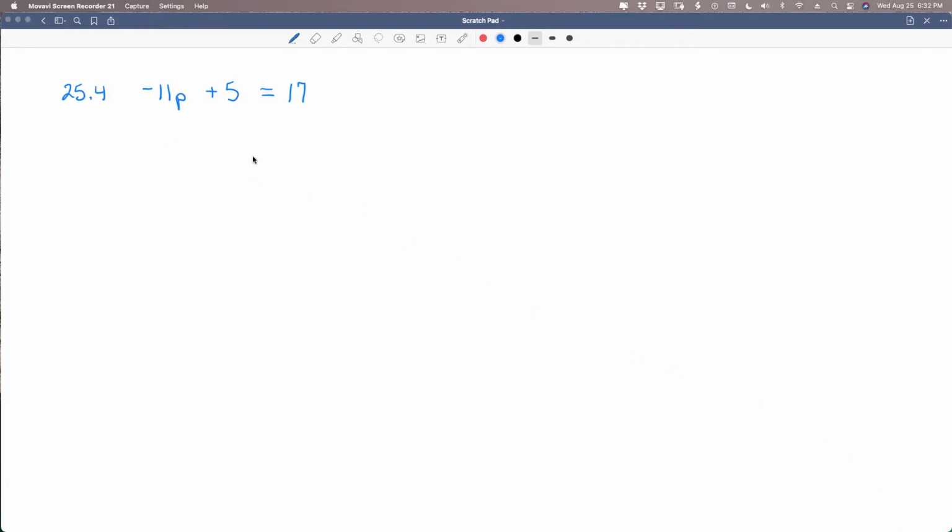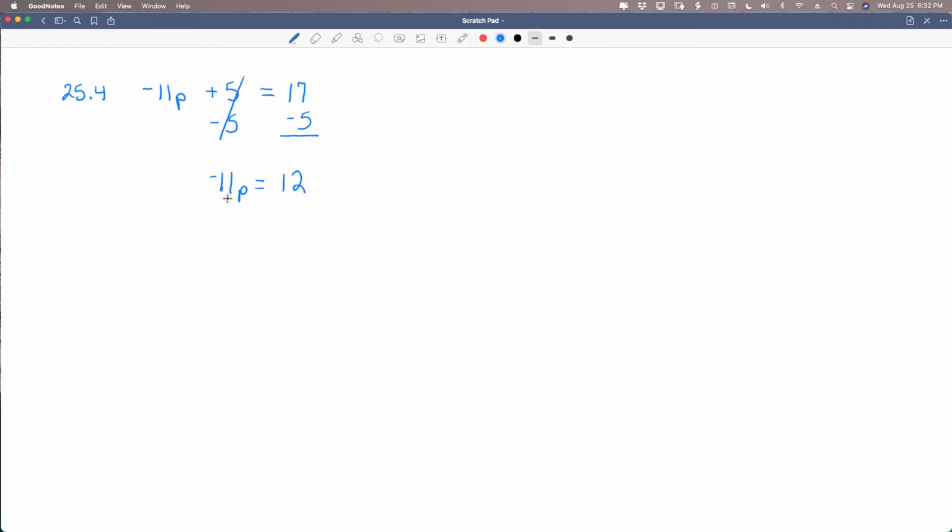All right, -11p plus 5 equals 17. So first we subtract 5 from both sides. Okay, so we can eliminate this constant here. Now we bring down our -11p and we subtract here. So that's going to be 12.